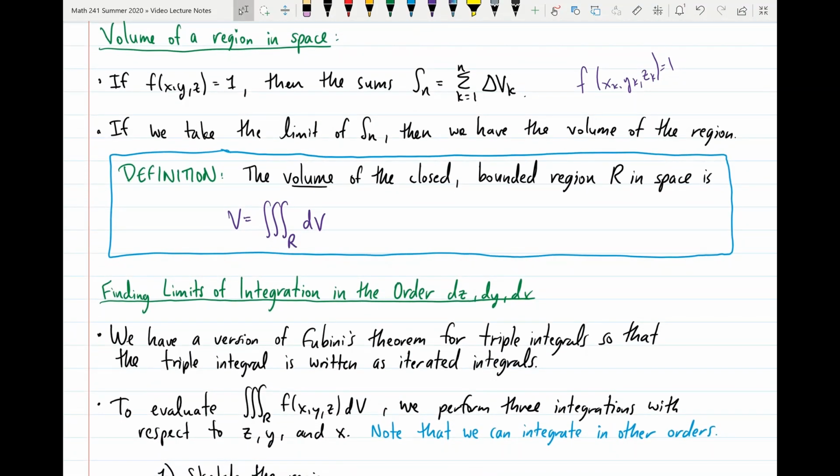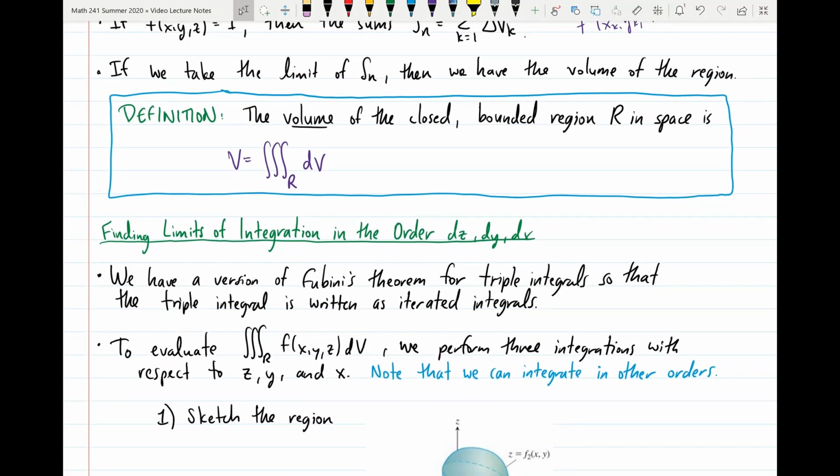So the volume of the closed bounded region R in space is given by V equals the triple integral of dV over the region R. Again, this is very similar to how we defined area using the double integral for functions of 2 variables.